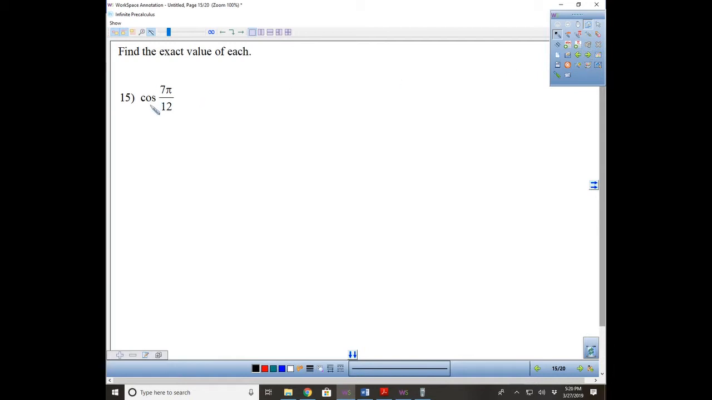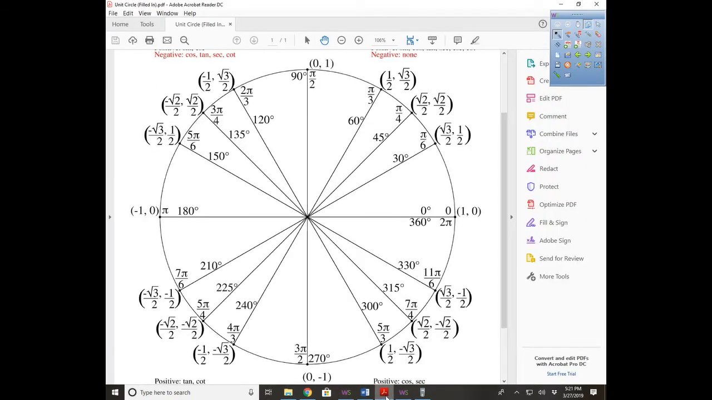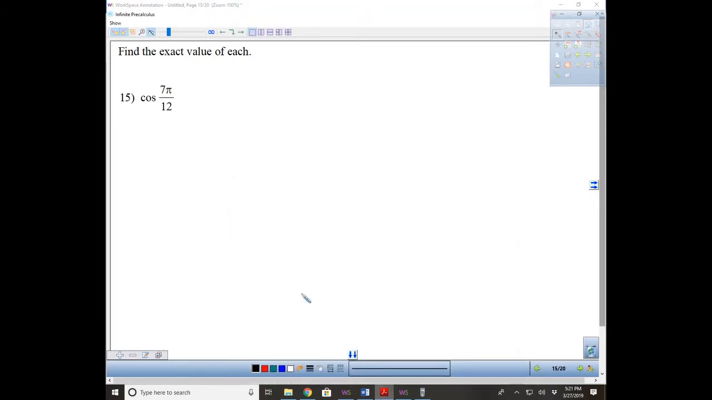All right. So 7 pi over 12. That is not on this unit circle. So you need to find 2 angles that will either add to make that or 2 angles that will subtract to make that. It's hard to do that in radians, so let's change it to degrees.